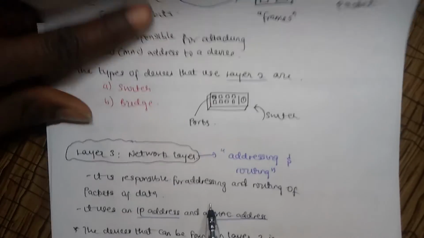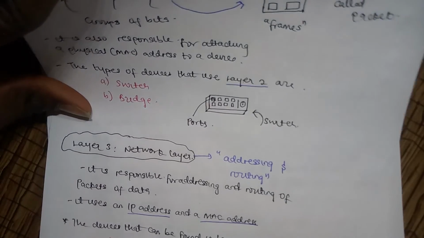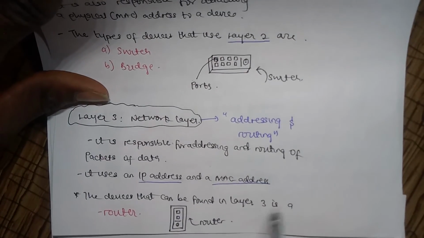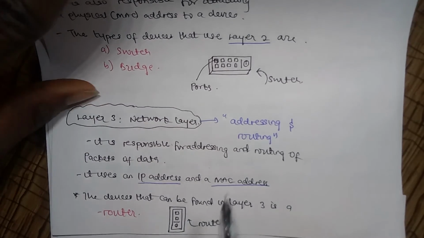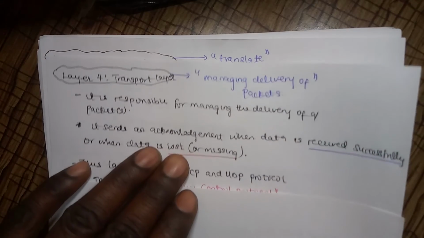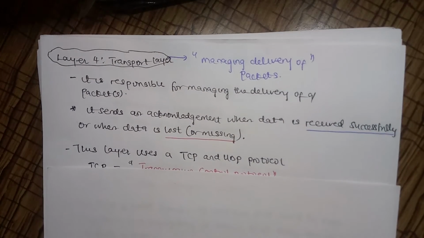So in essence, it uses an IP address and a what? A MAC address, right? And the device that can be found in this layer is a router, right? So let's look at the next layer. The next layer is the what? Fourth layer, which we call the transport layer.